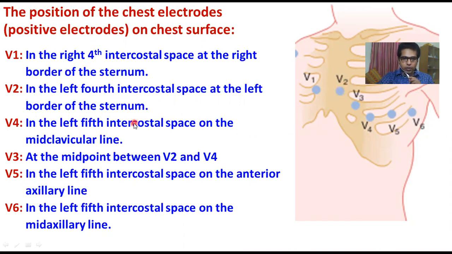The next lead is V4, placed in the left fifth intercostal space on the mid clavicular line. So here is the position of V4. And V3 is placed in between V2 and V4. So this is the position of V3. The next electrode is V5. It is placed in the left fifth intercostal space on the anterior axillary line. So this is the position of V5. And the last or sixth one, V6, is placed in the left fifth intercostal space on the mid axillary line. So this is the mid axillary line.